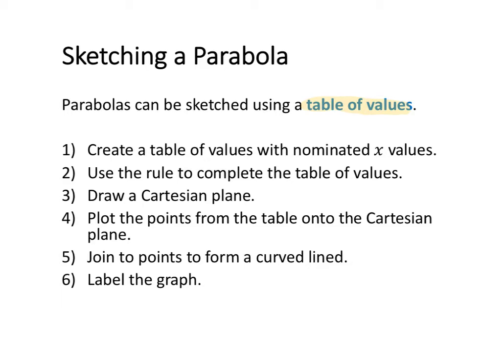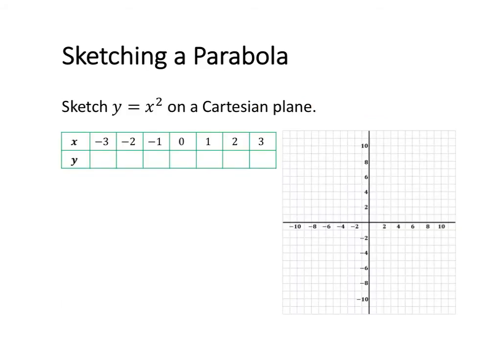So let's have a look at an example. So in the example, I'm going to sketch the parabola y equals x squared, and I've created a table of values and nominated my x values along the top from -3 to +3. So for each x value, I want to go ahead and calculate my y value. So using x equals -3 as my first value, y is going to equal -3 squared, which equals 9.